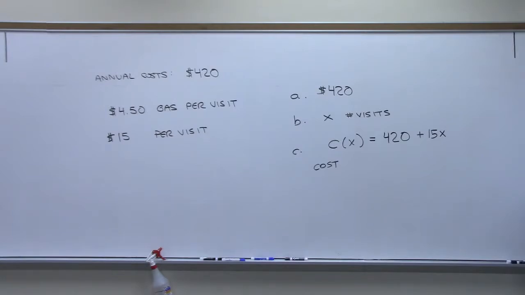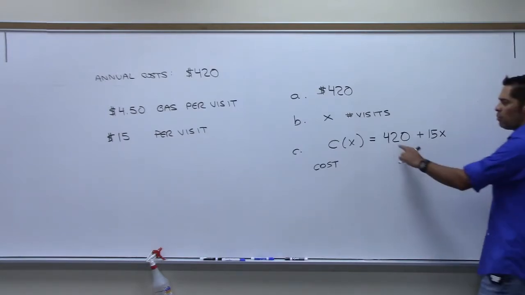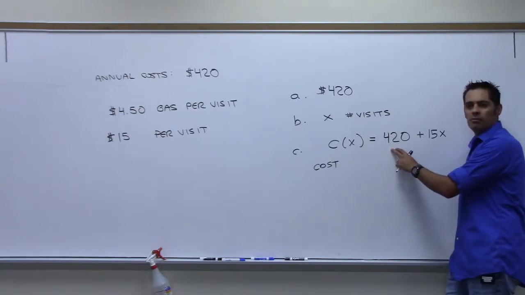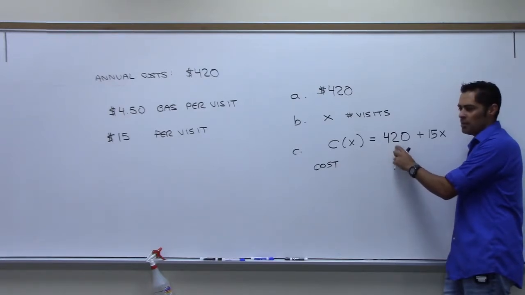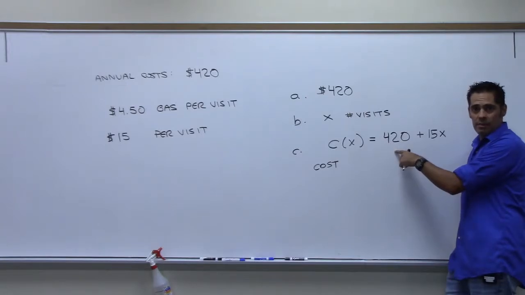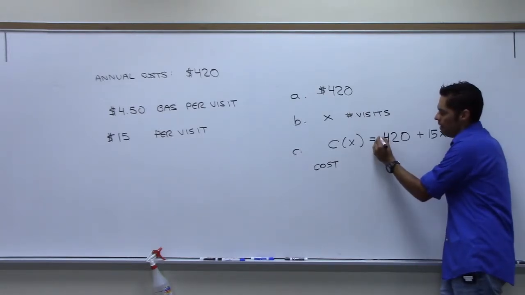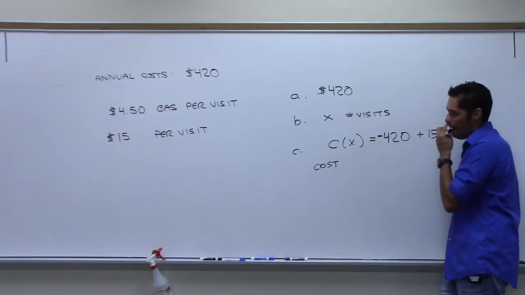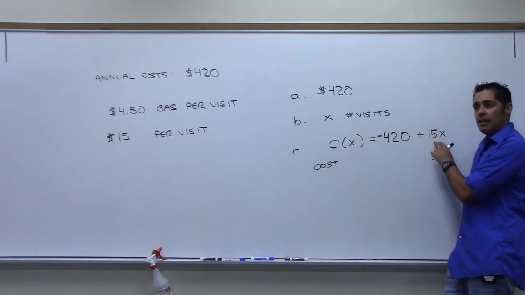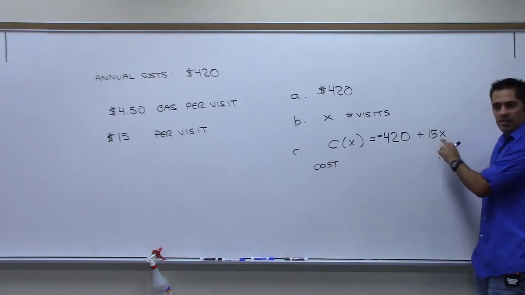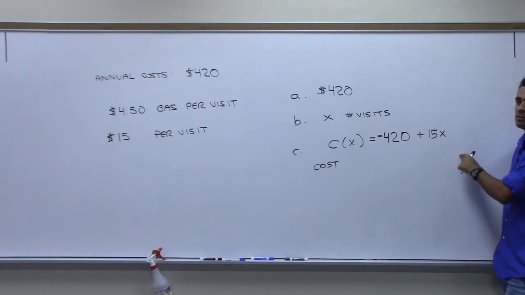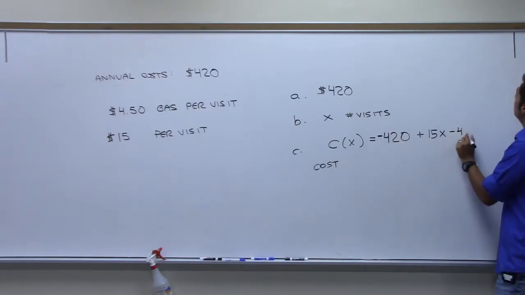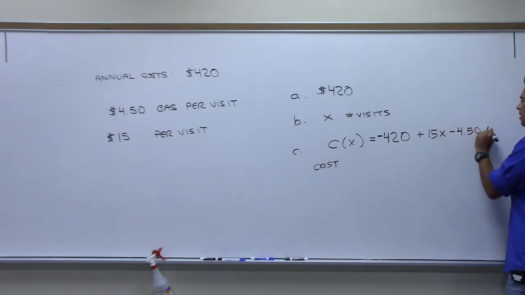So is this 420 income or out? Expense, it's out, right? No matter what, he's in the hole 420 per year. So we should incorporate this 420 in our equation as a negative because it's a cost, right? So let's go negative here, 420. And then the 15 is income or expense? It's income, right? Money coming in, so it's a plus. And then what about the 4.50 in gas? It's going out, so minus 4.50 per visit, so times x.